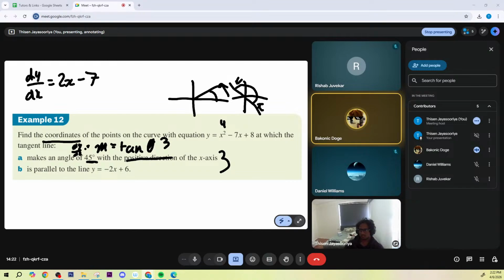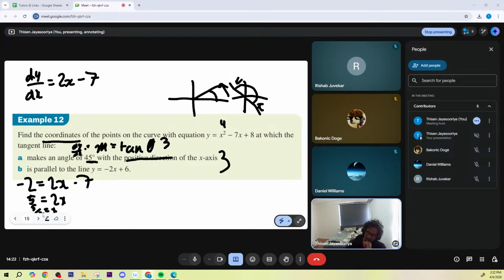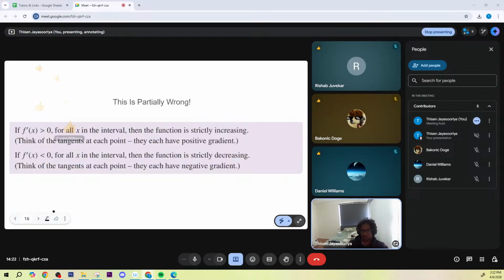Same gradient. They just have the same gradient. That's all that matters, yeah? Because here we're not looking for solutions. Does that make sense? So here they have the same gradient, so that means dy/dx equals 2. So we have 2x take away 7, which means that 2x equals 5. Hence, x equals 5 over 2. Does that make sense for everyone? Okay. Perfect.